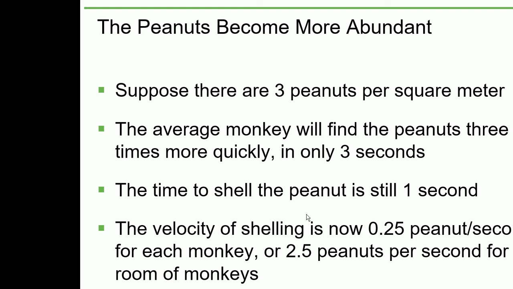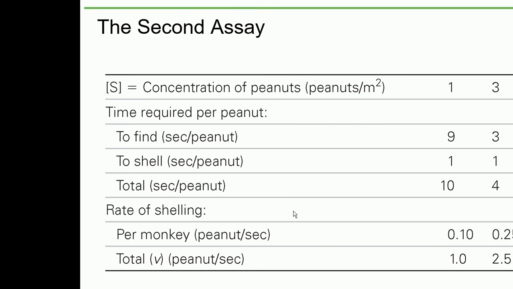The monkeys are enzymes and the peanuts are the substrate. Now there are 3 peanuts per square meter, so we are increasing the concentration of the substrate. What's going to happen? Because there are 3 times more peanuts in the room, the monkeys are going to spend 3 times less time finding a peanut. So on average every monkey is going to spend around 3 seconds to find the peanut and 1 second shelling it. In total it takes 4 seconds for every monkey to find and shell a peanut. So the velocity of shelling is now 0.25 peanut per second for each monkey, and because there are 10 monkeys, it's going to be around 2.5 peanuts.